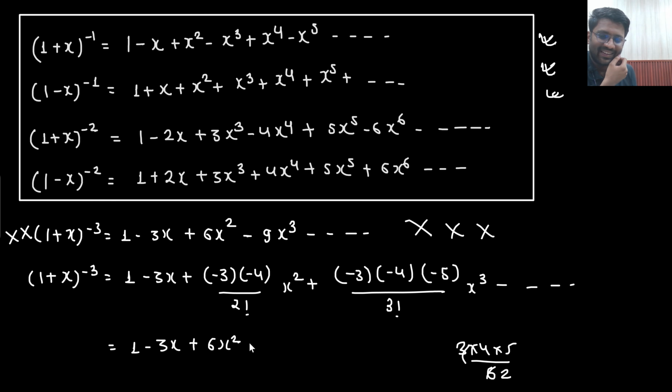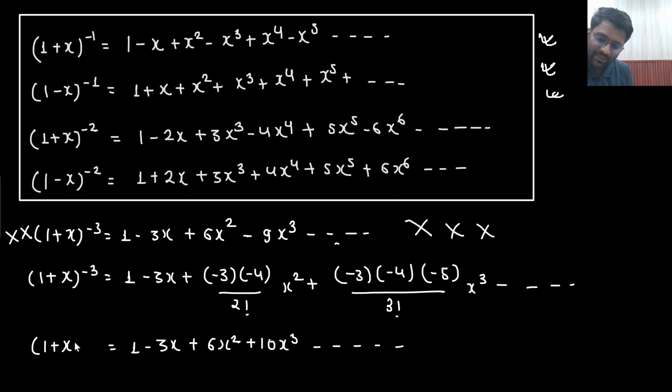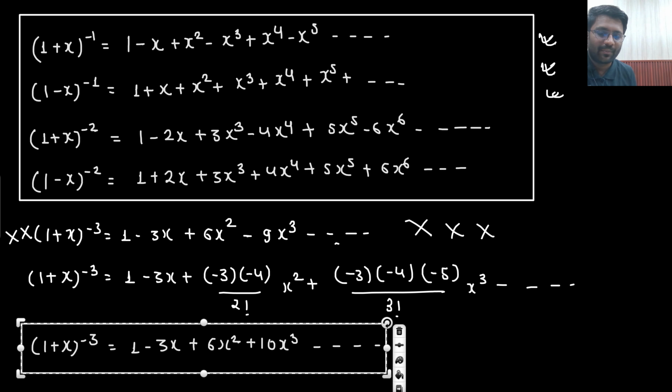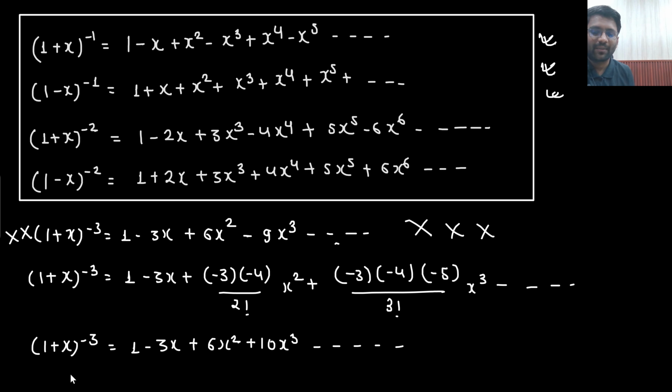Now it has become 10, right? So three expressions were the same, but the next expression is not matching. Luckily we got three expressions the same, but it is not matching. So 1 plus x to the power minus 3 will have this expansion, which we don't need to remember. I am not putting it in the box. I am just telling that this trick or technique will be applicable only for 4 expressions.